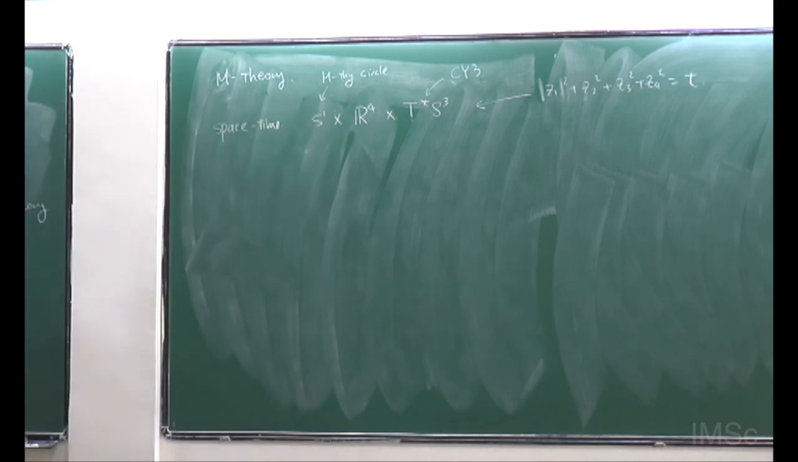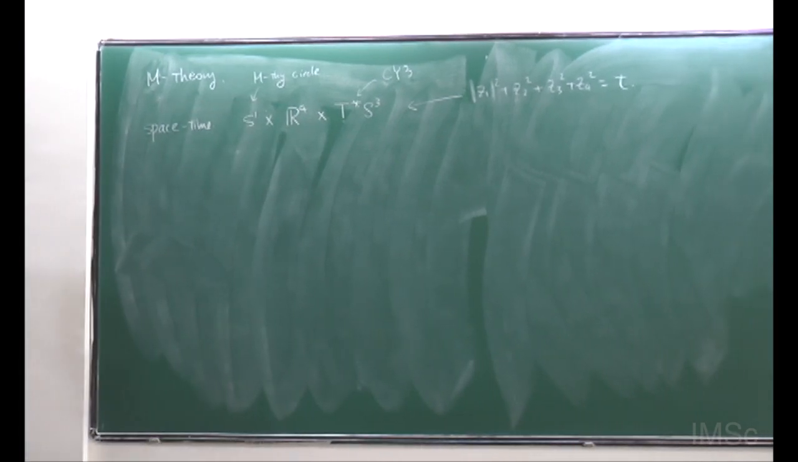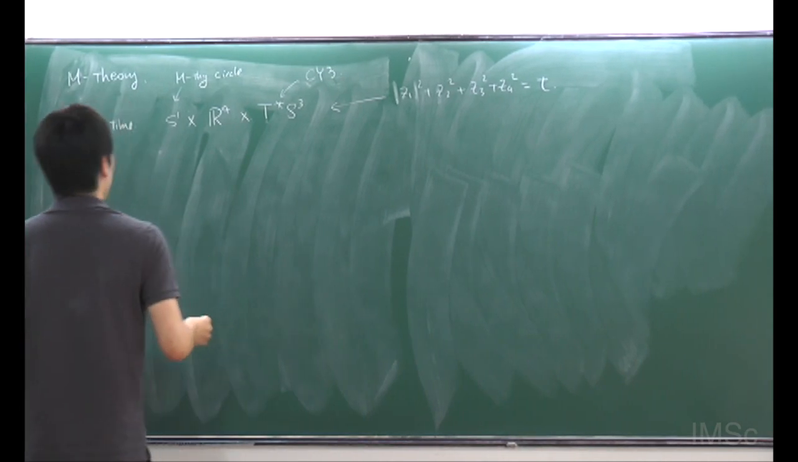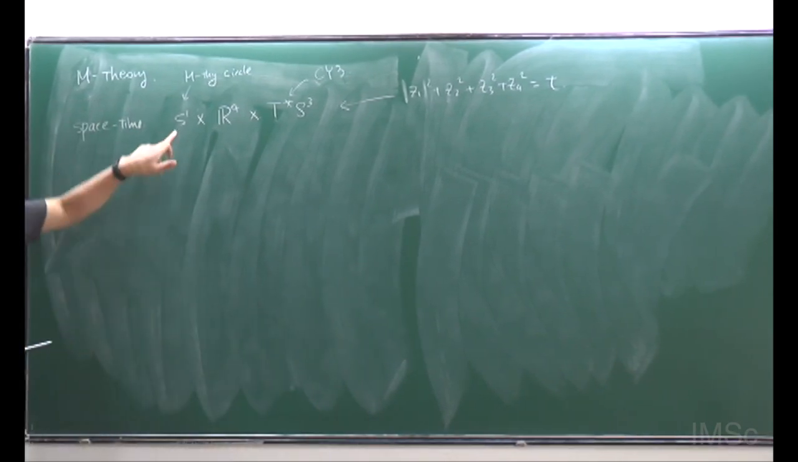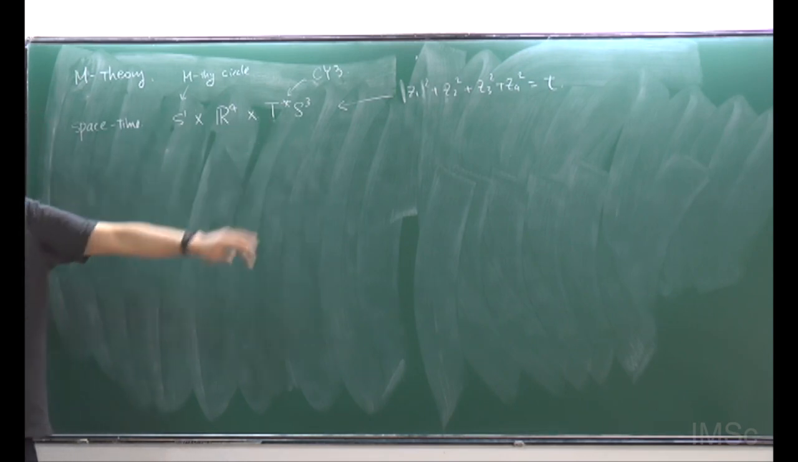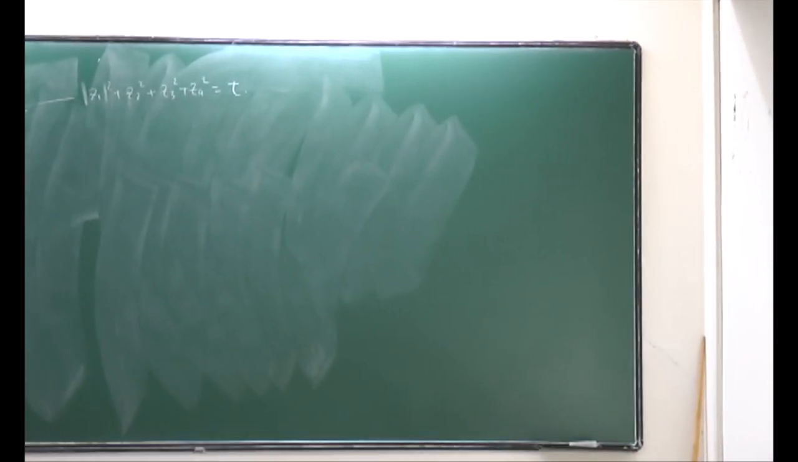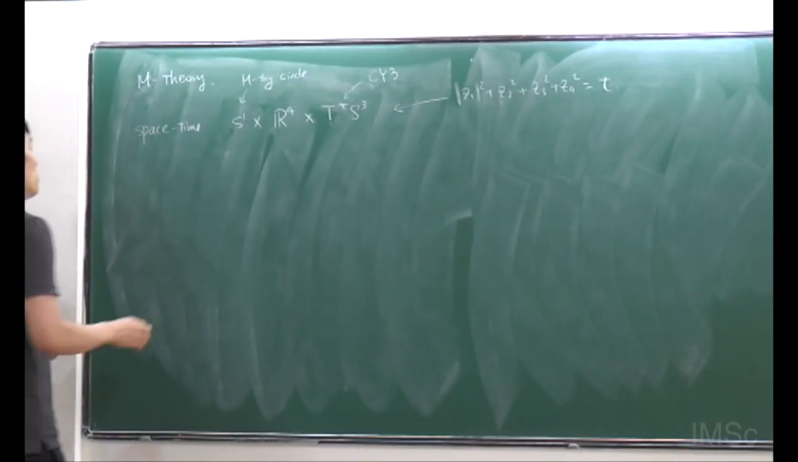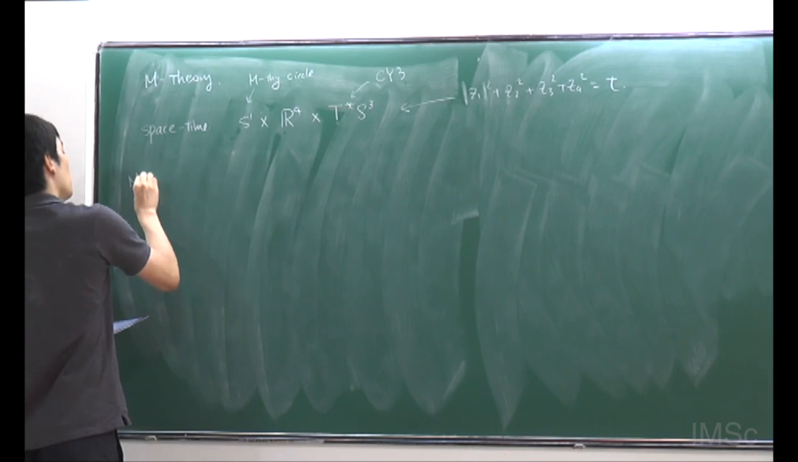So this can be considered as follows, where M3 is a three-sphere. And S1 is the M theory circle, and the total space-time dimension is 11. 6 plus 4 plus 1 is 11. And you put the M5 branes.